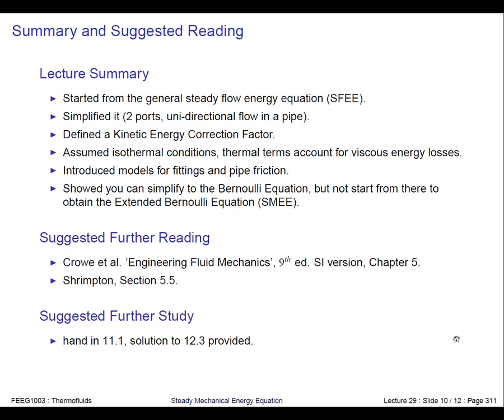Okay, so we've looked at the steady mechanical energy equation. It's a simplified steady flow energy equation with 2 ports. It defines a kinetic energy correction factor to get around our problem with defining kinetic energy at pipe inlets and exits. And we've introduced some fittings and pipe friction correction factors to deal with the viscous losses. This is a very standard engineering toolbox to calculate pressure drops in pipe networks. Okay, thank you very much.